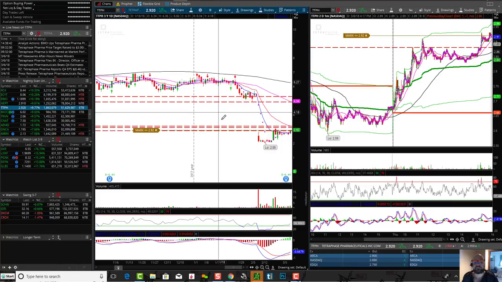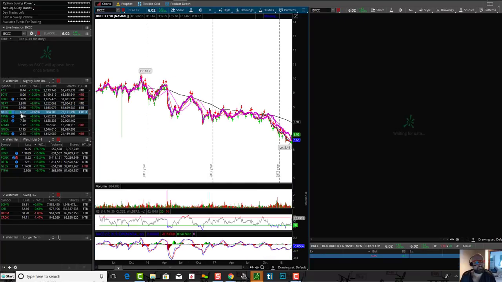You know, these small caps, they could fill that gap quickly, or they may never fill it, or it might take forever and get volatile in here. Just never know, especially with these small caps. Gaps get very volatile. So that's TTPH.